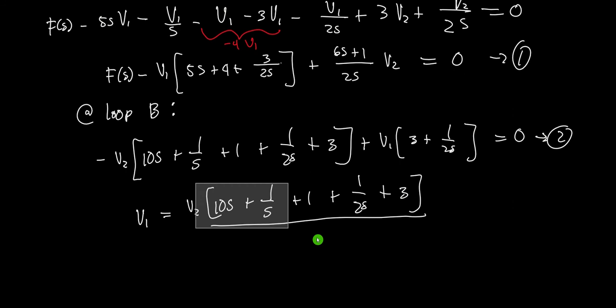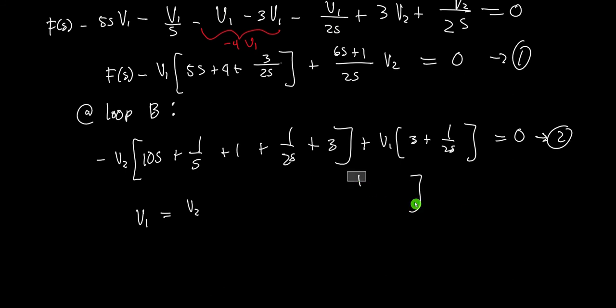Or I can just first simplify that numerator. Here we have 1 plus 3, that's just equal to 4. Then we have 10s. Then we have this 2, that's just equal to 3 over 2s. Then if you add them all, this will be equal to 2s times 4, that will be 8s. Then plus 2s times 10, 2 times 10 is 20, s squared, and we have plus 3.